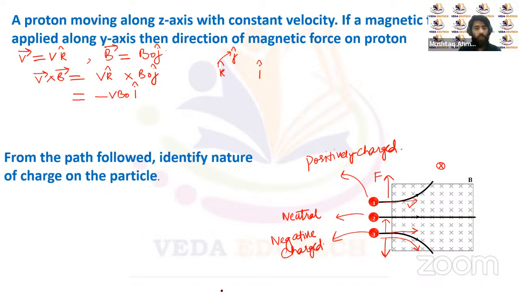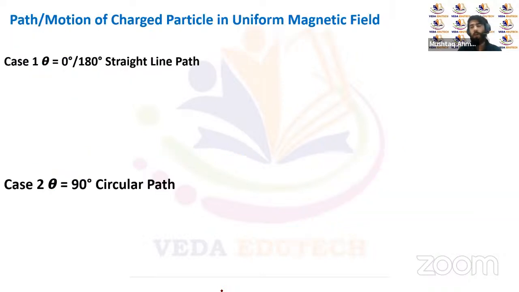So it means that the nature of the three particles is that the first particle is positively charged, the second particle is a neutral particle, and the third particle is a negatively charged particle. So that's how we can find the nature of the charge on these particles, using the concept of the magnetic force, or the deflection or the trajectory of these particles in presence of some external magnetic field, right? Now let's discuss different paths of a charged particle in presence of an external magnetic field.